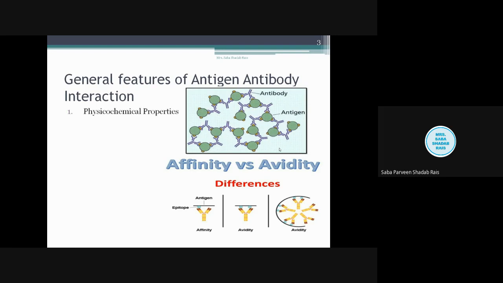When we talk about the physicochemical property, antigen-antibody interaction involves intermolecular forces. Now what type of forces are these? Electrostatic bonds, hydrogen bonding, van der Waals forces, and hydrophobic interaction. Because of these intermolecular forces, they come in close contact with the antigen. These forces make the antigen and antibody stand together firmly. When they stand together, the antibody does its work.